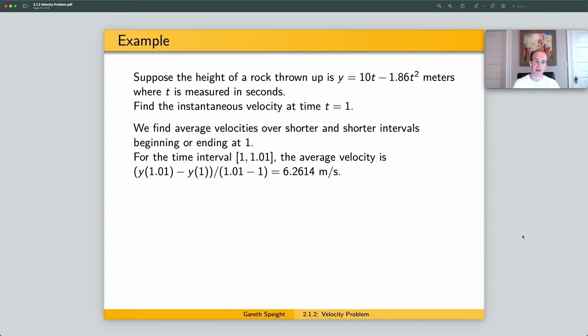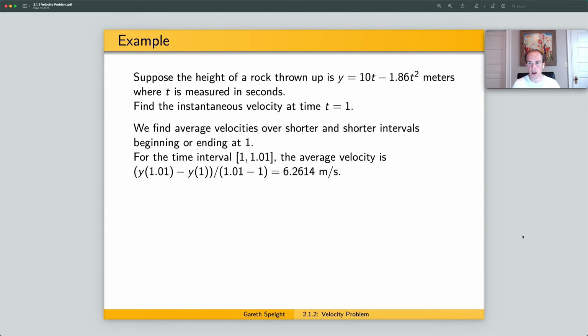So for instance, for the time interval from 1 to 1.01, let's compute the average velocity. The average velocity is distance traveled divided by time elapsed. The distance is just the change in height of the rock, right? So we calculate the height at time 1.01 minus the height at time 1, divided by 1.01 minus 1. Plugging in using y equals 10t minus 1.86t squared, I'll spare you the calculation, and we get around 6.2614 meters per second for that time interval.